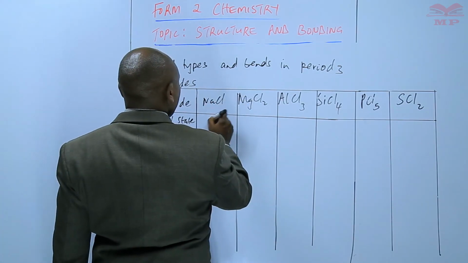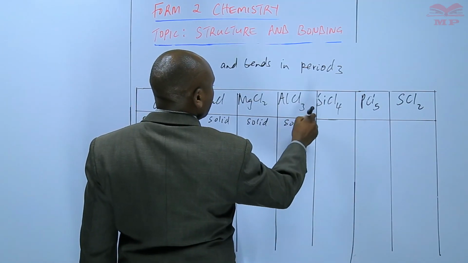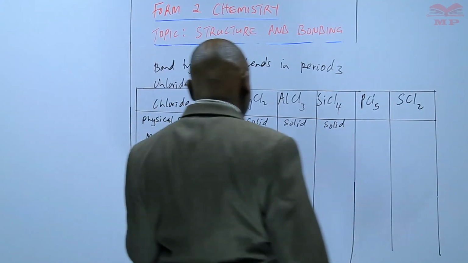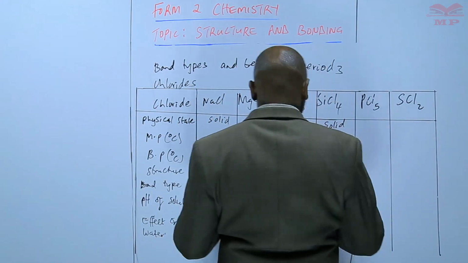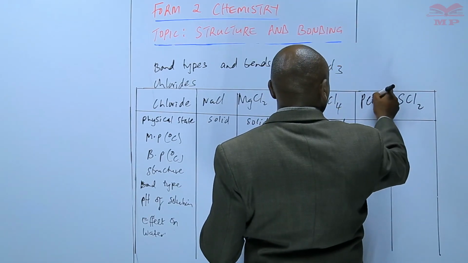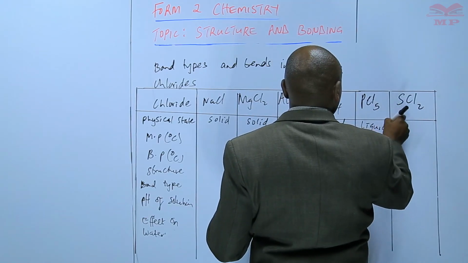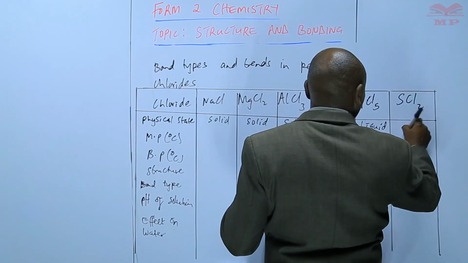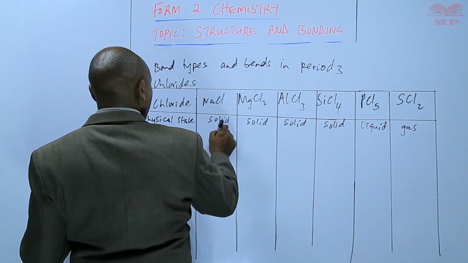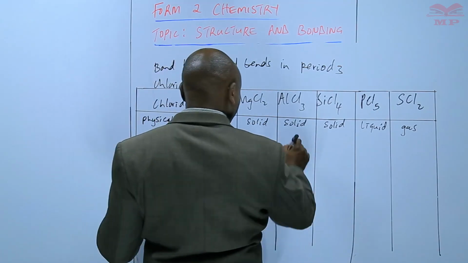So the sodium chloride is a solid. Silicon 4 chloride is also a solid. Phosphorus chloride is a liquid. And sulfur chloride is a gas. The melting point 8.17.14.